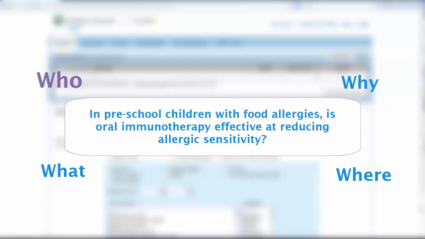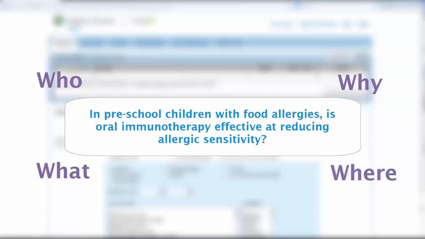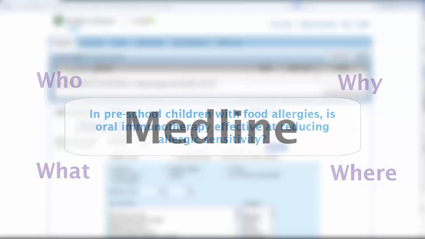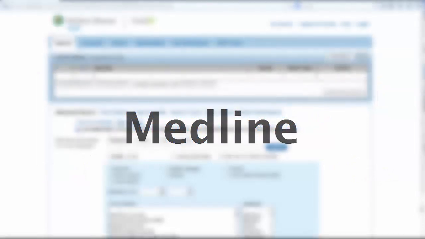Who are we interested in? Preschool children with food allergies. What are we looking for? Studies of the effectiveness of oral immunotherapy. Why are we looking for this? To help decrease sensitivity to food-based allergens. Where might we find this information? Likely in academic journal articles, and the best place to find these is in a health database like Medline, so we're in the right place.